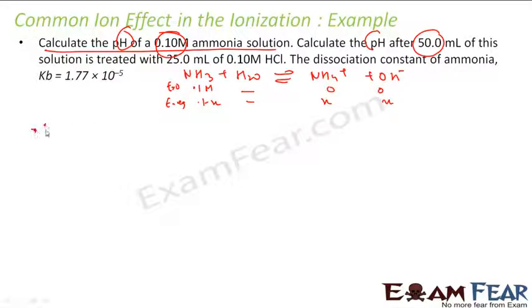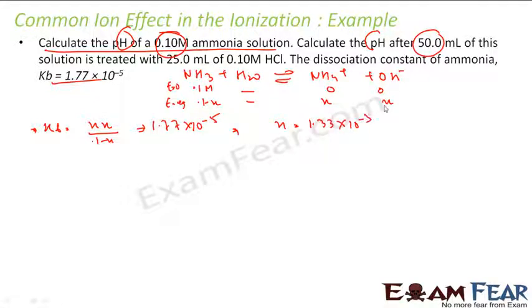Let's do that. We know that Kb is equal to the NH4 plus concentration, x, times the OH minus concentration, x, divided by the ammonia concentration, 0.1 minus x. This is equal to 1.77 into 10 to the power minus 5, the given Kb. So if you solve x square by 0.1 minus x equal to this, you get x as 1.33 into 10 to the power minus 3.